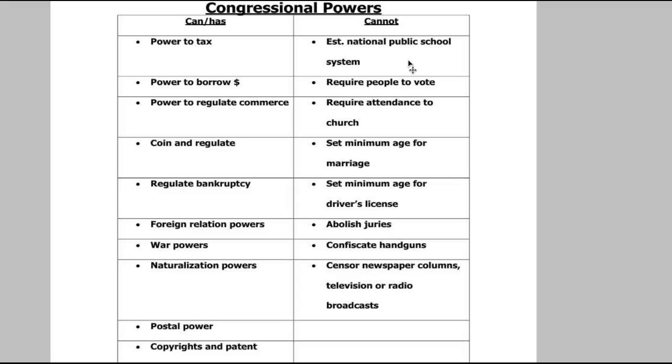It cannot require people to vote. It cannot require attendance at church. We have a separation of church and state to a limited degree. It cannot set a minimum age for marriage. Each state has that right. Remember, that is the 10th Amendment, which says any powers that have not been stated here are reserved to the states. So each state has the power to set a minimum age for marriage.